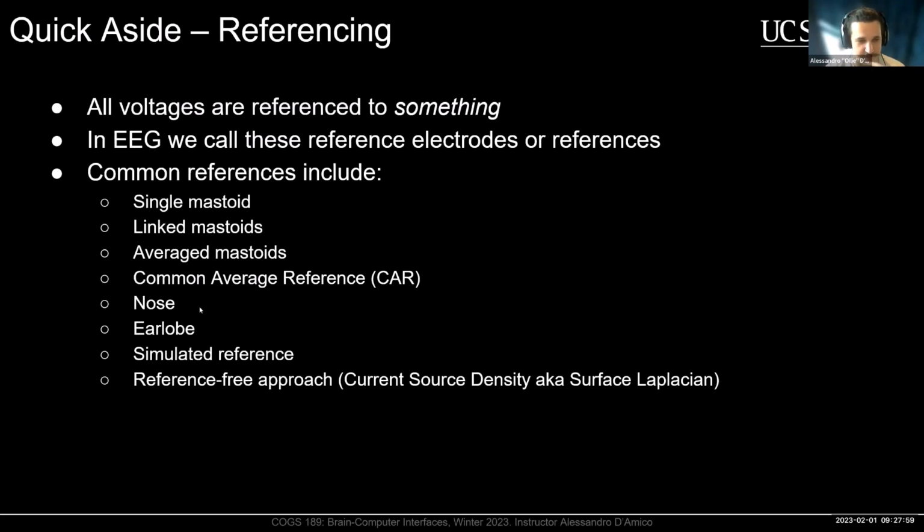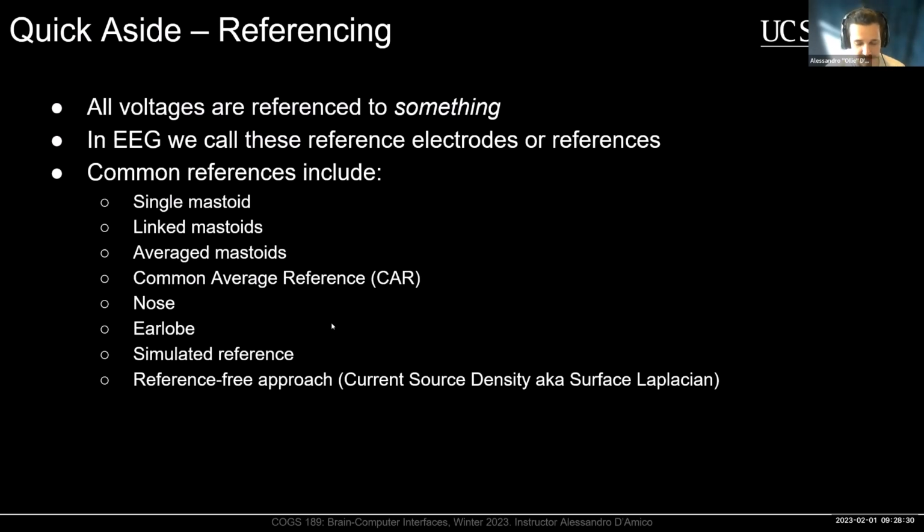Historically, you would also see researchers utilize the nose as a reference, although this has fallen out of favor, out of fashion. And in some cheap systems, you'll see the earlobe as a reference, either the left or the right, or sometimes people will use linked earlobes. The choice of reference is going to influence how all of your other signals look. And some signals you can only see with certain references.